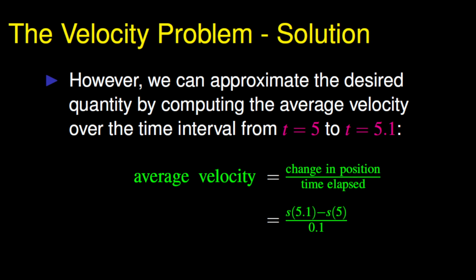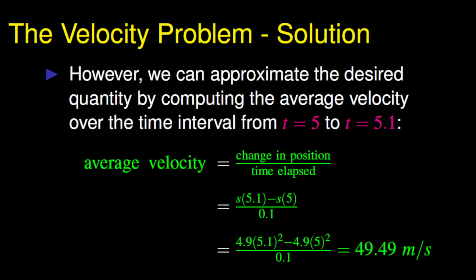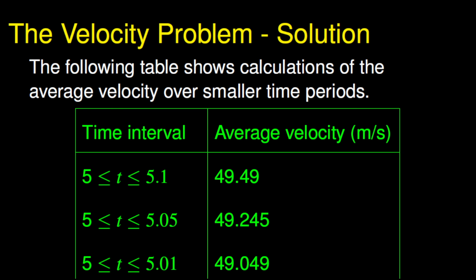As a matter of fact, the average velocity is equal to the quotient of the change in position, or the distance traveled, over the time elapsed. In this case, it is (s(5.1) minus s(5)) divided by 0.1. Now, when we plug in the values, we have (4.9 times 5.1 squared minus 4.9 times 5 squared) divided by 0.1. So the average velocity is 49.49 meters per second. The following table shows the results of similar calculations of the average velocity over successively smaller time periods.